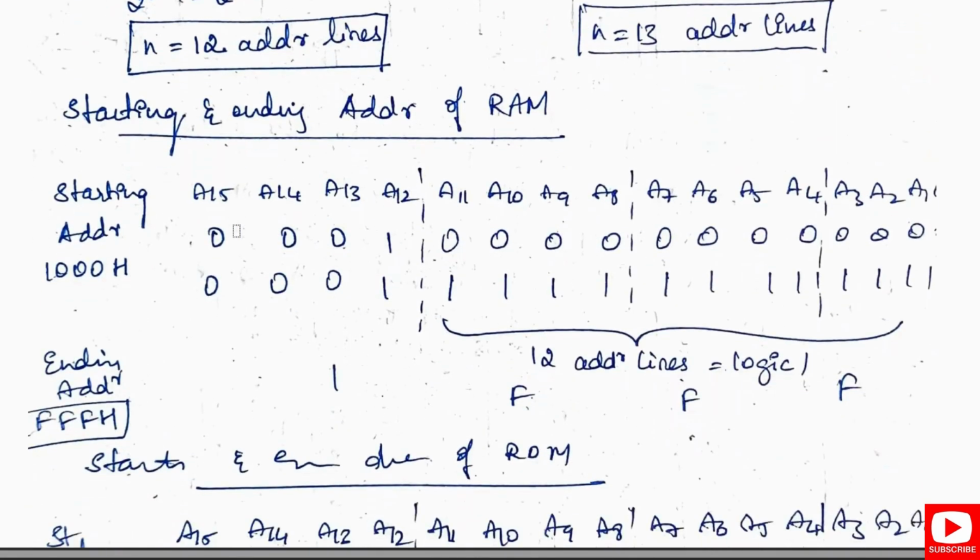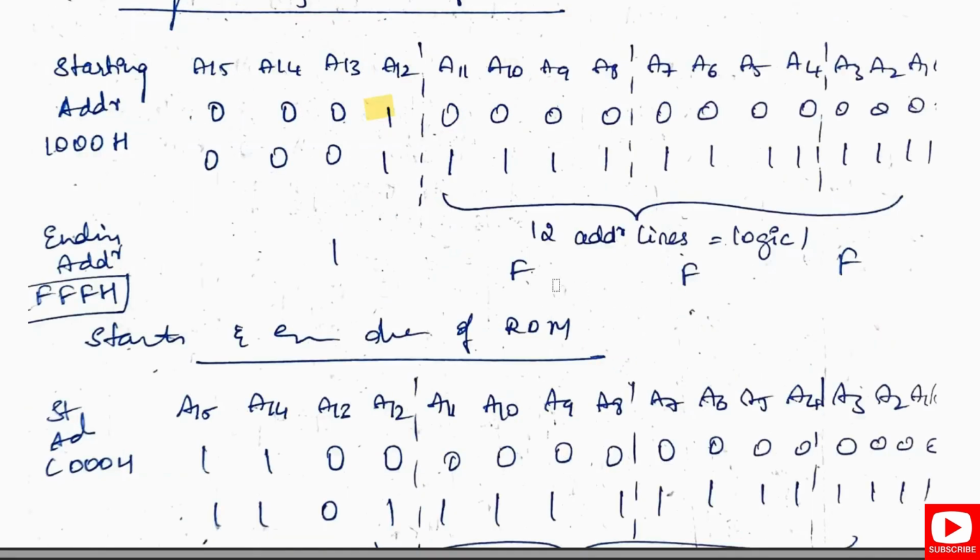Starting address and ending address. The starting address was given as 1000H. You have to write it in 16 bits, like this, 1 and then 0, and again 0 and 0. Only here you can observe it comes as 1. For the ending address, this remains the same and we change all the zeros to 1 in the 12 address lines, that is logic 1. On changing this, we get 1 and FFF, so 1FFF is our ending address.